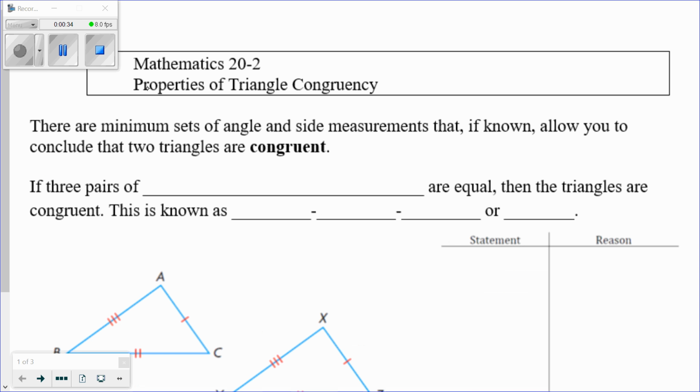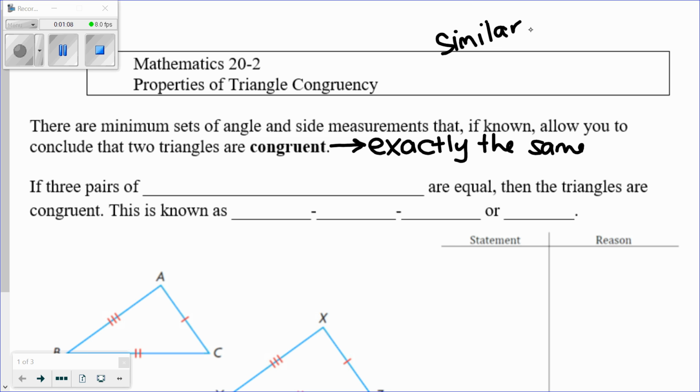So there are minimum sets of angle and side measurements that, if known, allow you to conclude that two triangles are congruent. So remember we talked about similar versus congruent before. So congruent means exactly the same. That if I take the triangle and put it on top of the other one, it will be exactly the same.